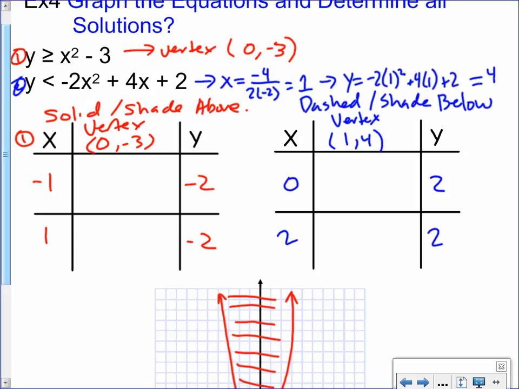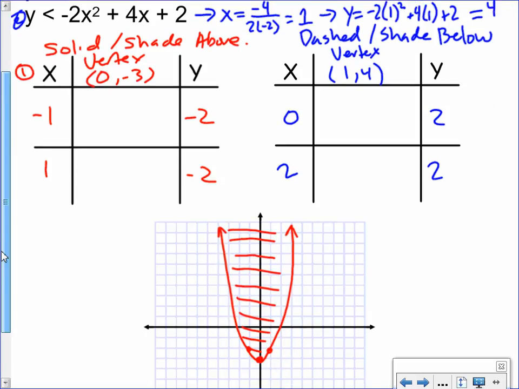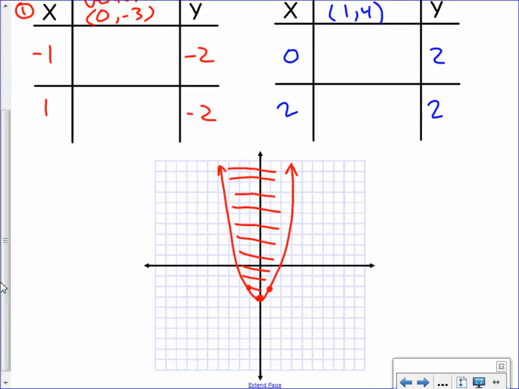Okay, here we go. Let's graph this puppy. It's so easy though. 1, 4 is here. 0, 2, and then 2, 2. Watch your lines. This one has to be dashed, right? And this one is shade below, like so.